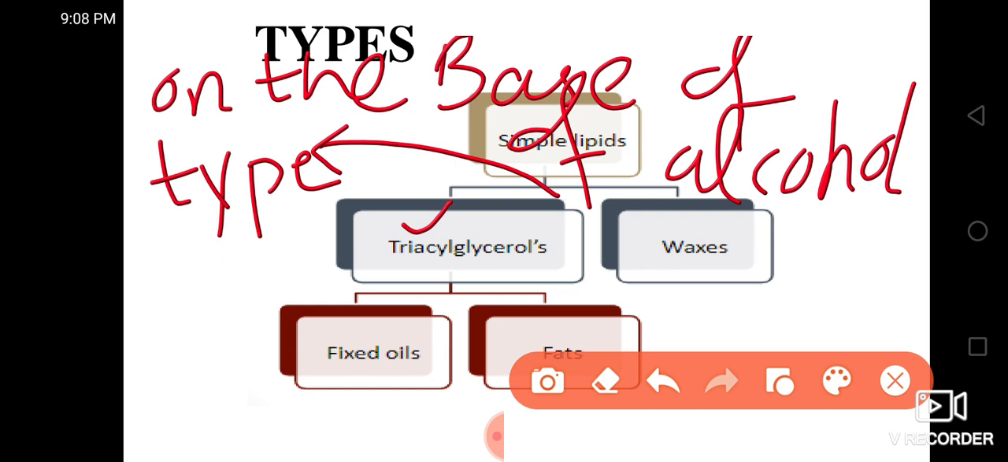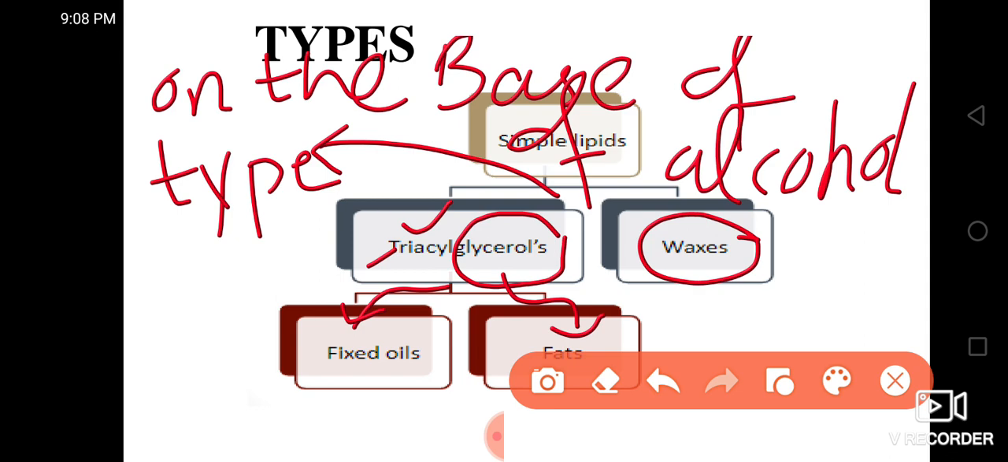In the case of triacylglycerol, as its name indicates, the alcohol in this compound is glycerol. But in the case of wax, you have an alcohol other than glycerol, meaning in wax all alcohols could be present except glycerol. Triacylglycerols are further divided into oils and fats. So this is the simple and basic classification of lipids. Now we are going to move into the detail of this classification.